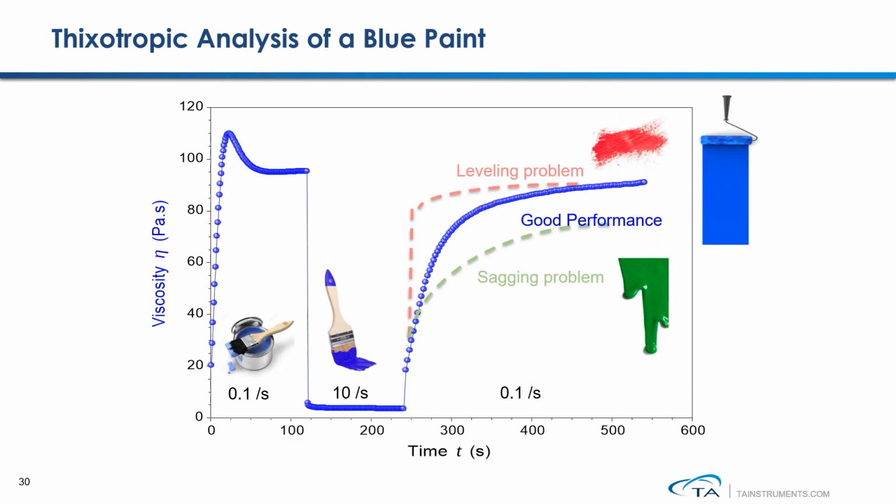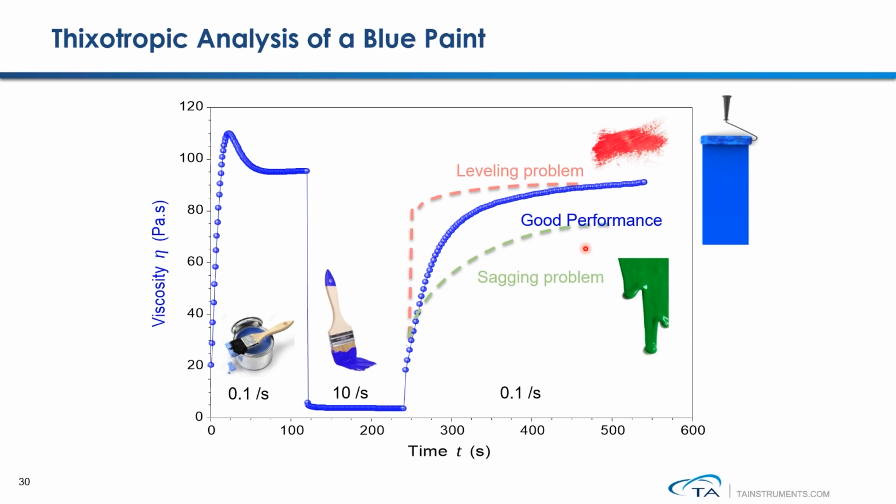Here is an example of measuring the thixotropy of a blue paint. This paint is very shear thinning. At low shear conditions, at a shear rate of 0.1 reciprocal second, it shows high viscosity. But when the shear rate is increased up to 10 reciprocal second, the viscosity decreases almost 2 decades. In the third step, when the shear rate drops back down to 0.1 reciprocal second again, this blue paint takes a certain time to recover its viscosity back to a high value.